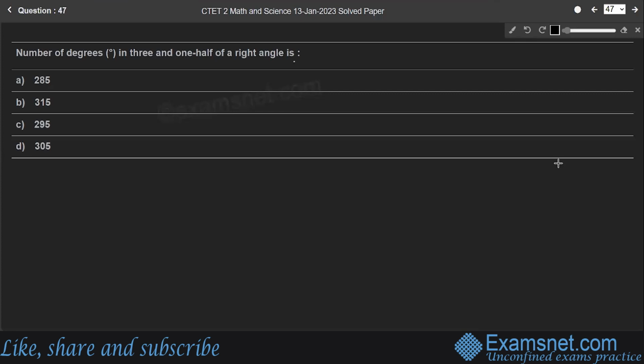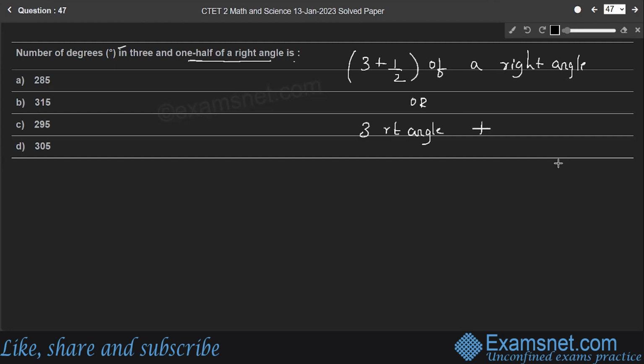Question 47. Number of degrees in 3 and 1 half of a right angle is. So 3 and 1 half of a right angle means 3 plus half of a right angle, or you can consider it as 3 right angles plus half right angle. Both are same. Right angle means 90 degree.